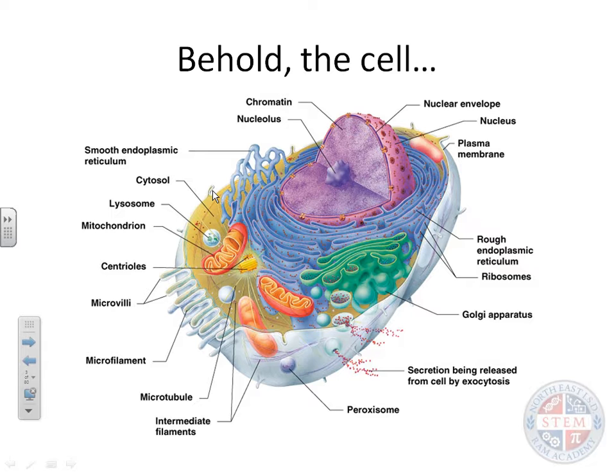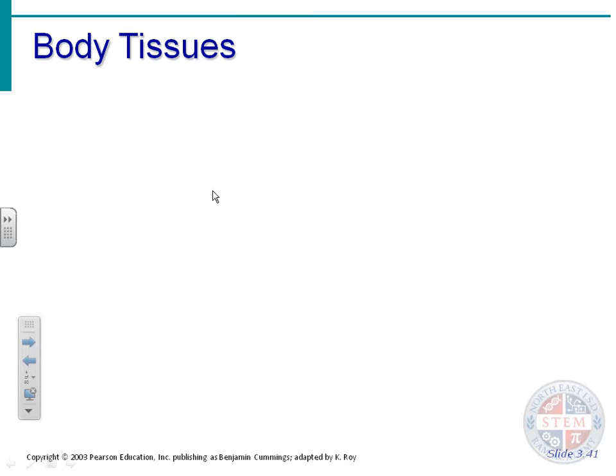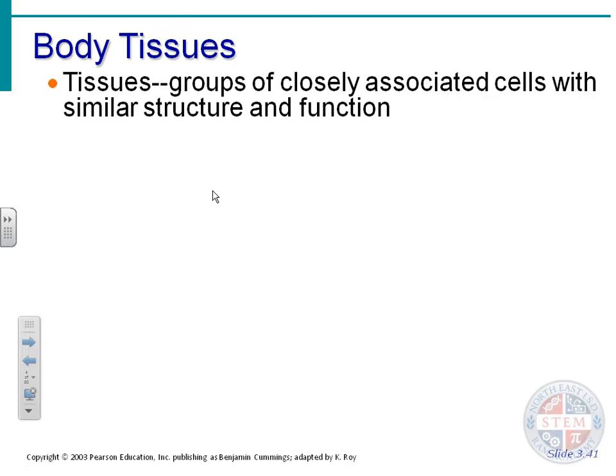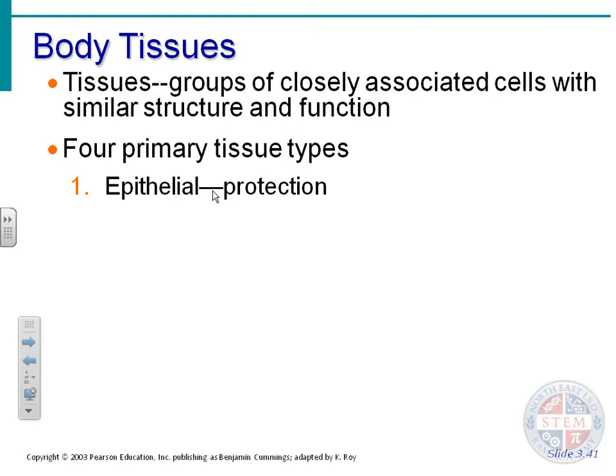In lab, we'll spend a lot of time looking at these cells and seeing how their shapes and their structures relate to their function. So body tissue. Tissues are groups of closely related cells with similar structure and function. There are four primary tissue types: epithelial, epi. Whenever you see the terminology epi, epi just means top or outside.